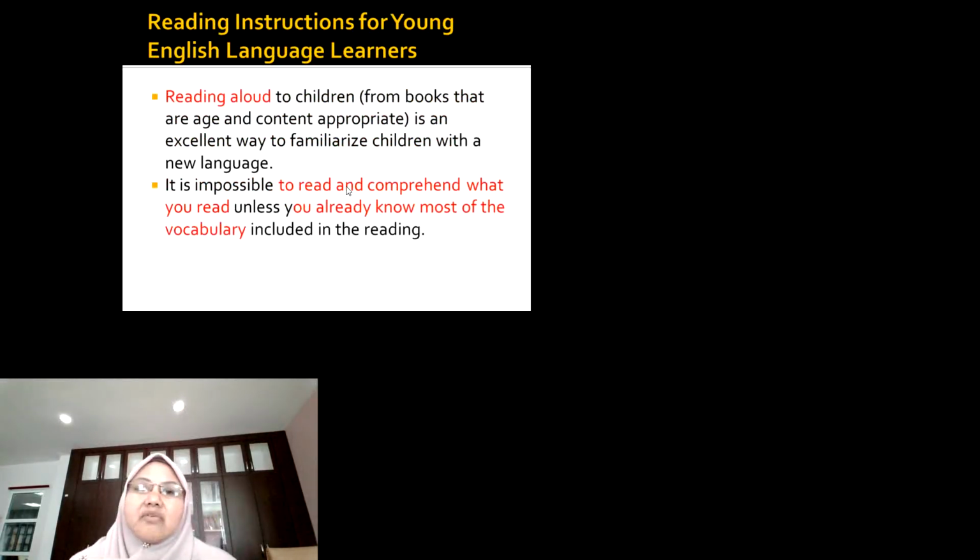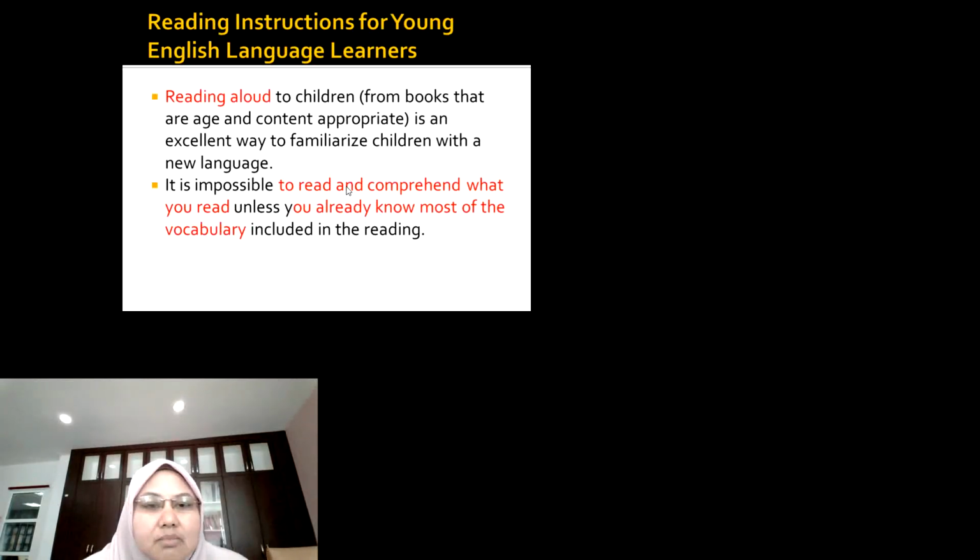Another way of improving their reading instruction is to read aloud to children. So read aloud is about when you show books to the children, and make sure that the books are age and content appropriate. This is an excellent way to familiarize children with a new language. So you read aloud to them so that they can hear the language being spoken, and also they can understand just by looking at the pictures shown on the pages of the book.